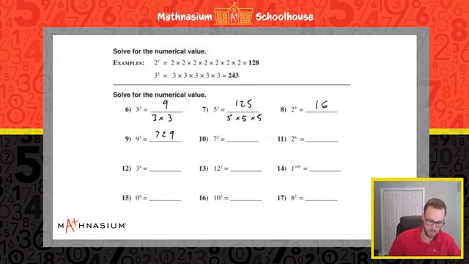For number 10, 7 to the 2nd power is what? 7 times 7 is another way to think about that. Don't be afraid to answer in the comments. It's 49. 2 to the 6th power is 64.